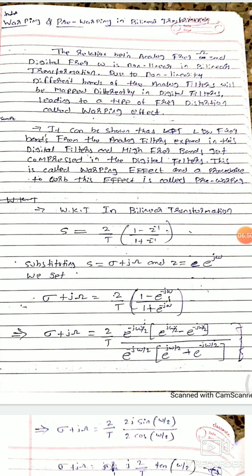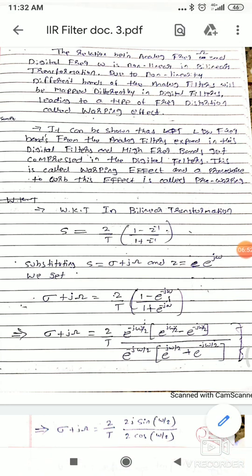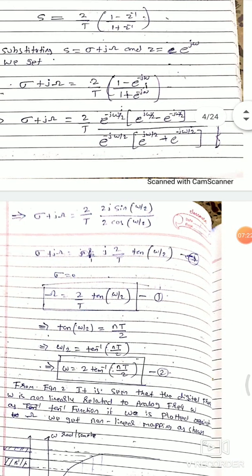Substitute s equals sigma plus j omega, and z equals e raised to j omega, as it is. Substitute here s as this and z as e raised to j omega. If you simplify this, I mean just rearranging, I'll take e raised to minus j omega by 2 common, so e raised to j omega by 2 minus e raised to minus j omega by 2, which is again a similar thing, and the denominator also has been adjusted the same way, with 2 by T kept as it is. This is arranged in this way so that you can see the next step.